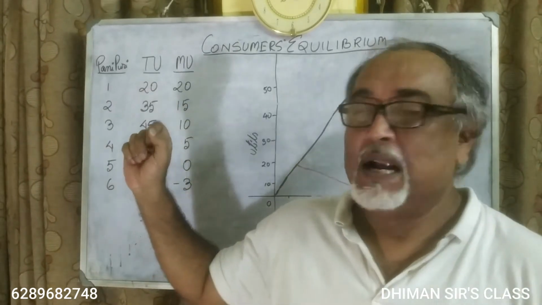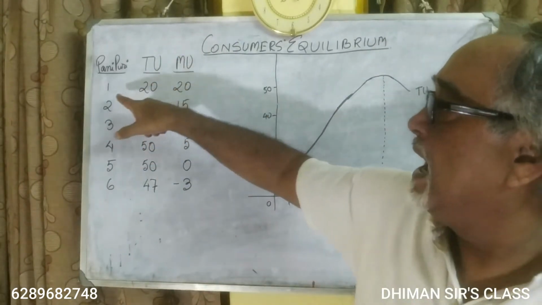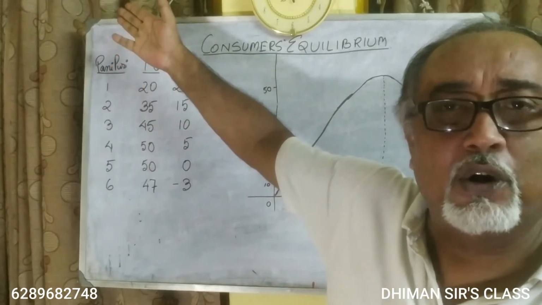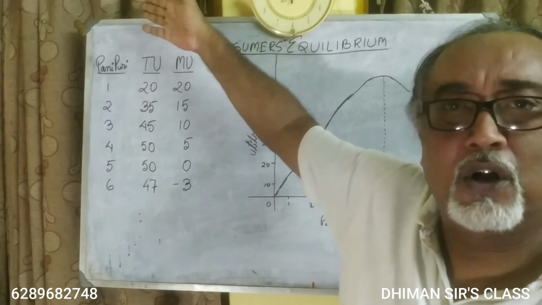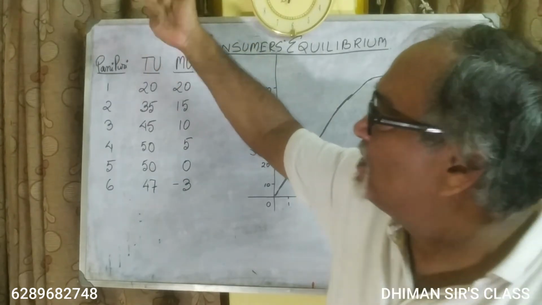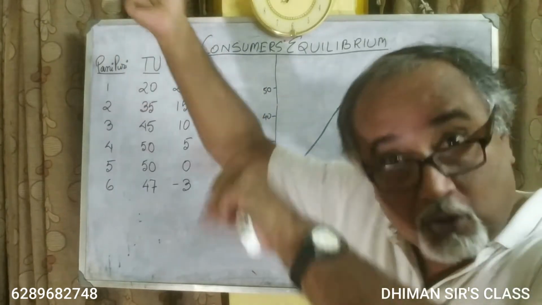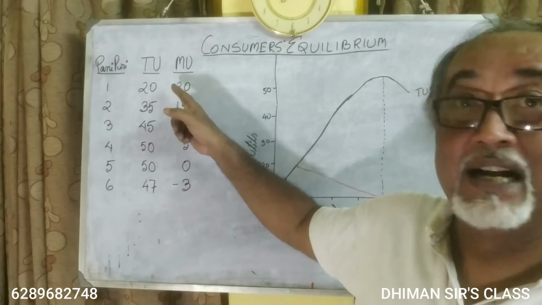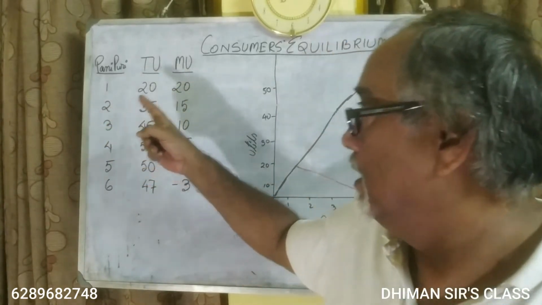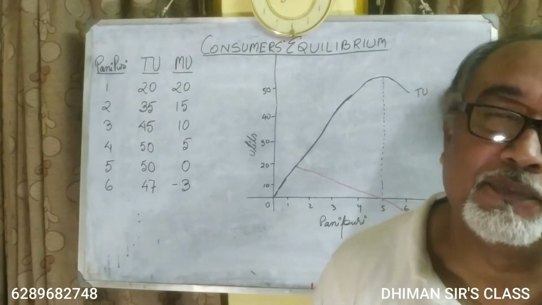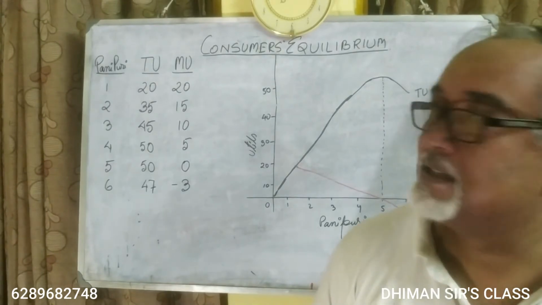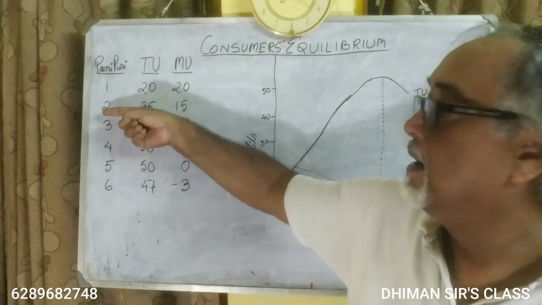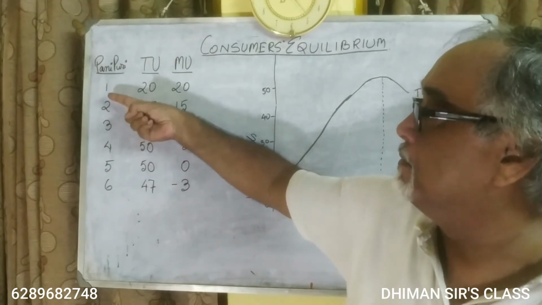Now, before consuming this one plate of pani puri, I did not consume anything, zero consumption. So total utility was also zero. Now, one extra plate I added, from 0 to 1, one plate I had, my total utility was 20. So marginal utility, that means the resulting utility, also became 20 units. Clear, students?